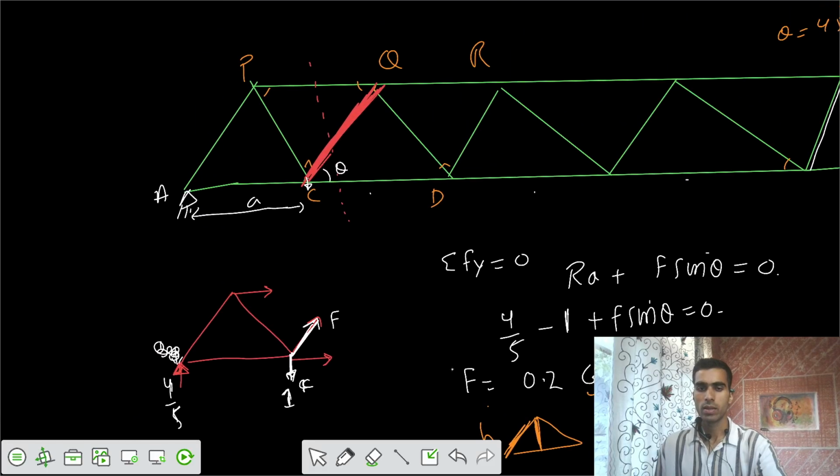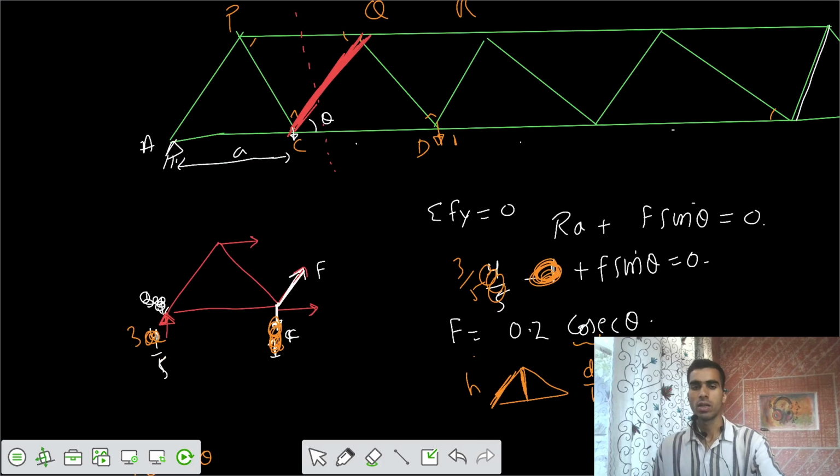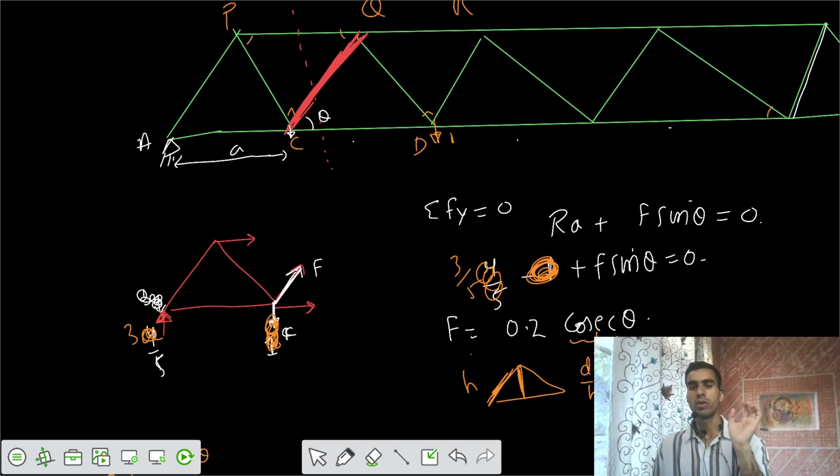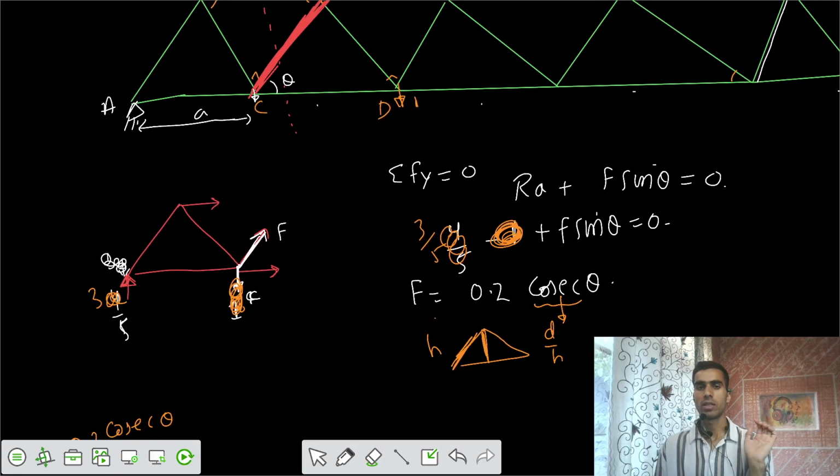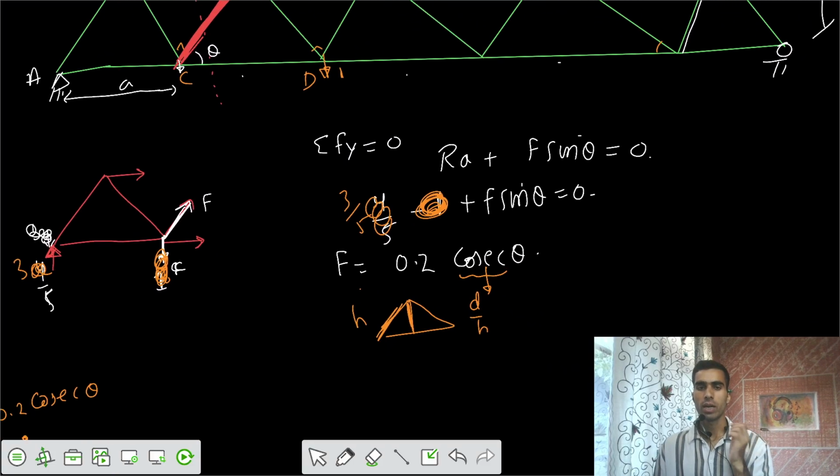Now the third case, where the load is placed at joint D. What is the reaction we have? Reaction A would be 3 by 5. In this section, there is no load of that 1 unit. It is out of that section, at joint D. So finally I would get 0.6.